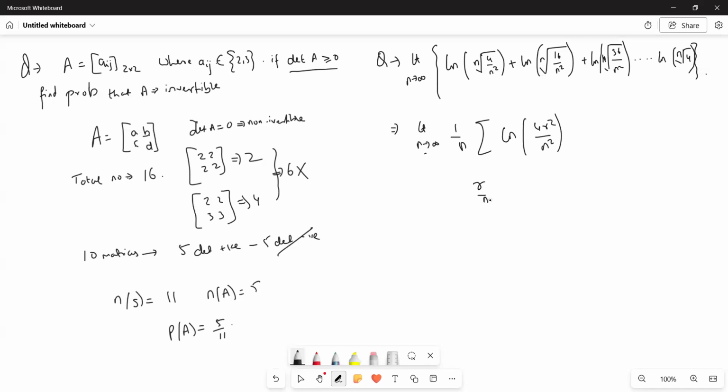Now as we generally do, we plug in r/n as x, and r goes from 1 to n, so it changes to integral of 0 to 1 log of 4x² dx, which is 0 to 1 log 4 dx plus twice of integral 0 to 1 log x dx.